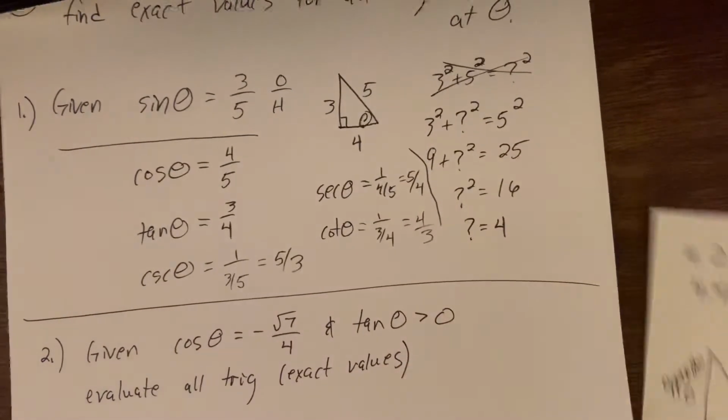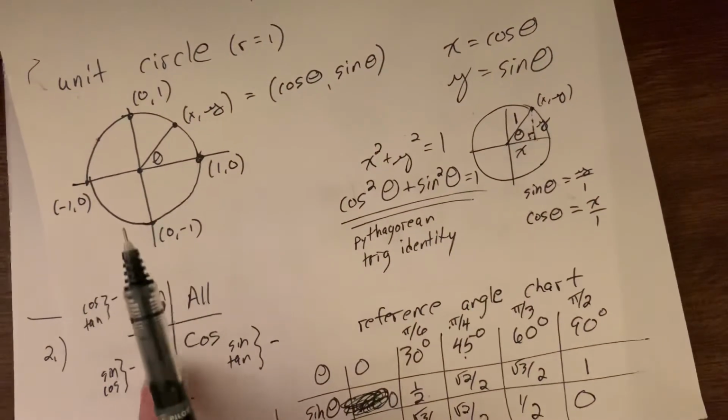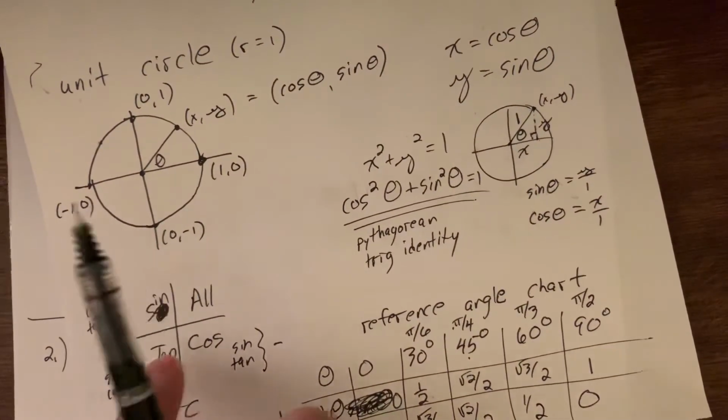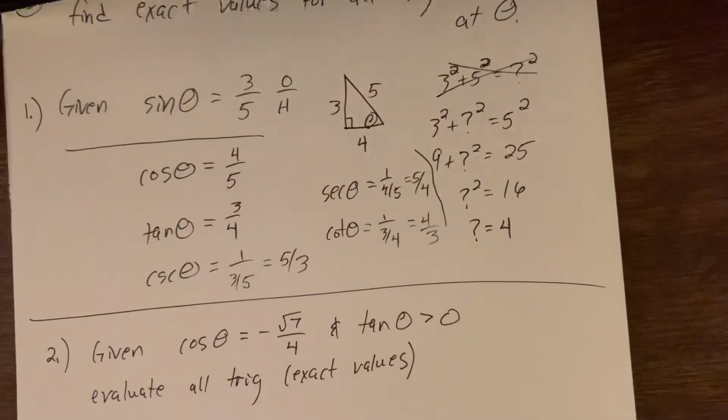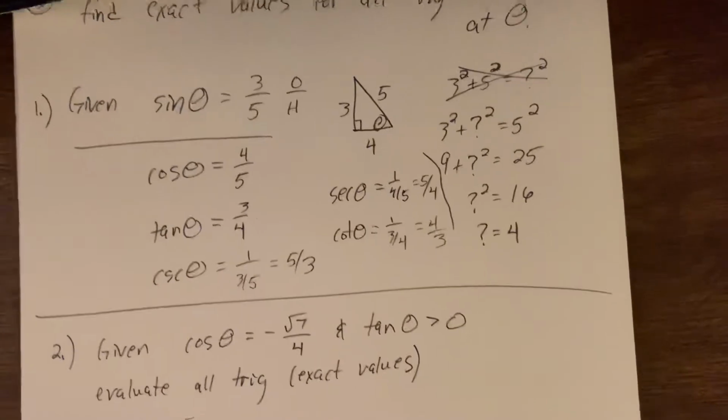But I also know tangent is positive. Well, tangent is positive in quadrants 1 and 3. 3 matches both. Tangent was positive and cosine was negative. I know theta is in the third quadrant.